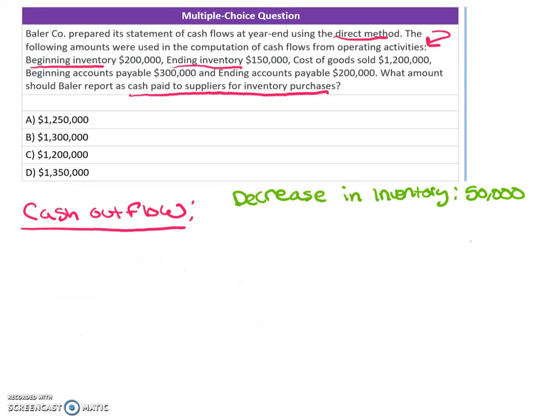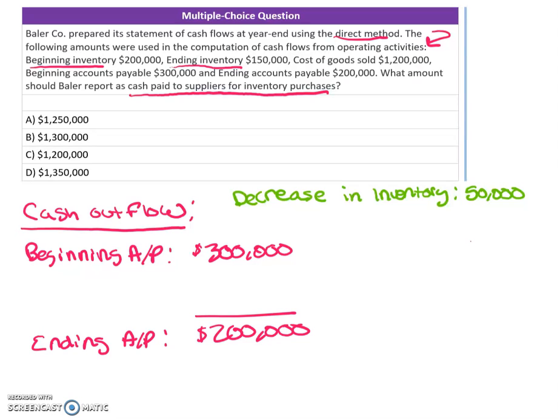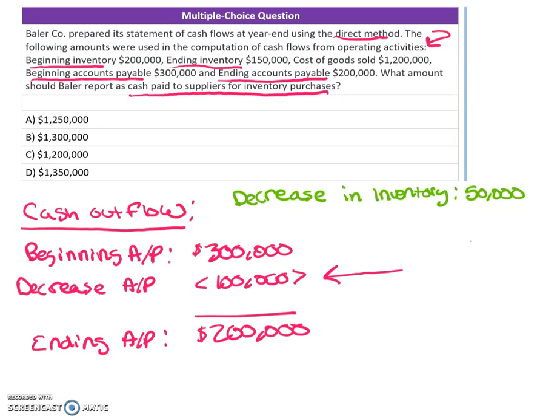The next thing we need to know is what is going to be our effect in our changes in accounts payable. Accounts payable are also going to have an impact on our cash outflow to suppliers. So we know that our beginning accounts payable was $300,000 and our ending accounts payable was $200,000. So that tells us we have a decrease in accounts payable of $100,000, right? So that's going to be the next thing that we need to note.